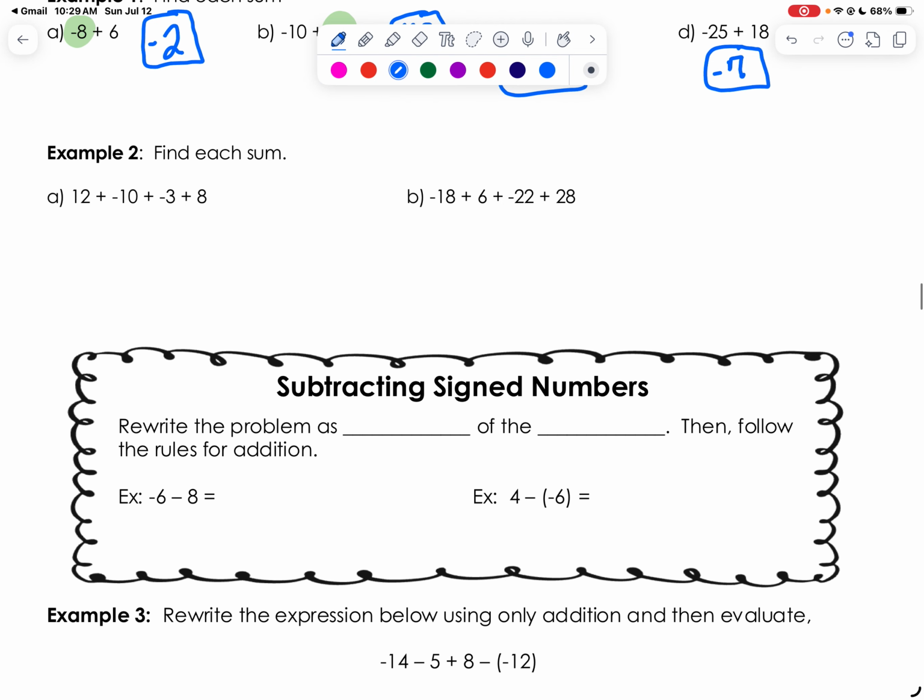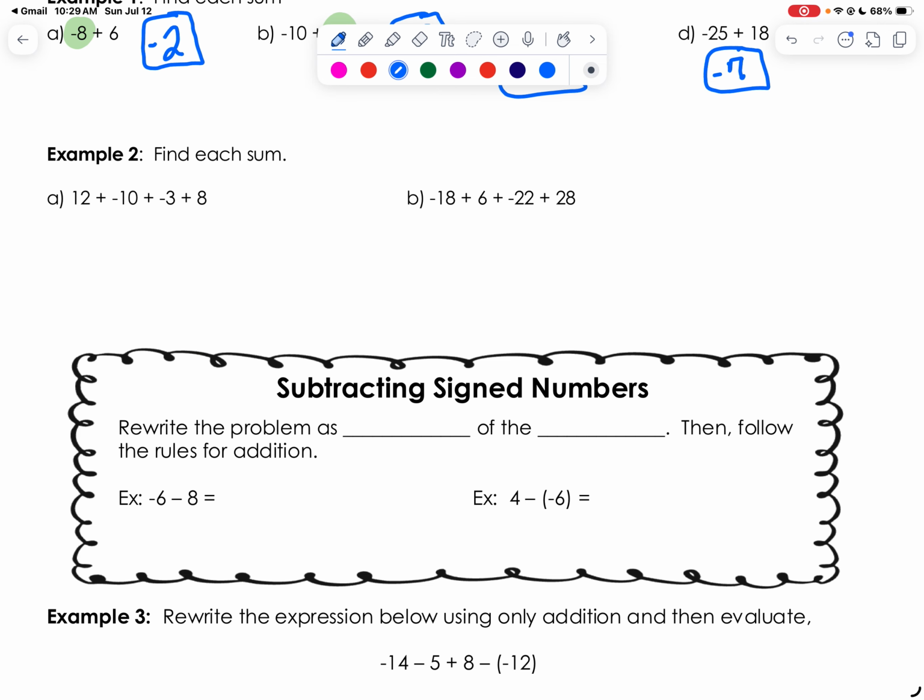All right, example 2, find each sum. And in problem A, we have 12 plus negative 10 plus negative 3 plus 8. Now, when I have more than two numbers that I want to find the sum of, I like to group the like terms together. So I want to put the positives together in one parenthesis, and then I'll put the negatives together in the other parenthesis.